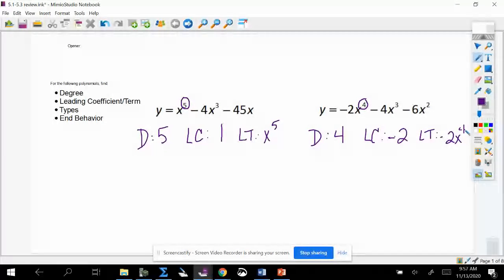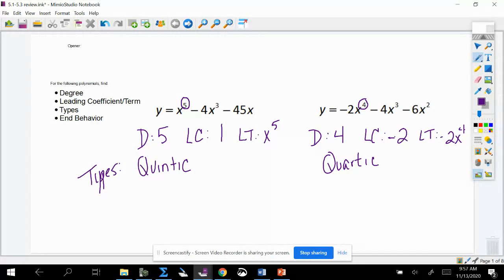For types, and I put types with an S plural because there are two ways to describe every polynomial. One is by the degree and one is by the number of terms. Your words for degree were linear, quadratic, cubic, quartic, quintic, and that's as high as I asked you to go. So 5th degree, this is a quintic. The one to the right, 4th degree, this is a quartic.